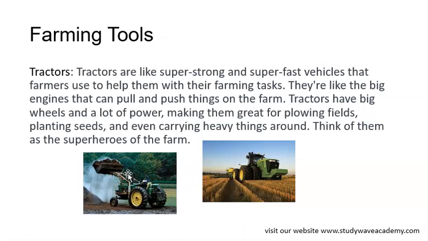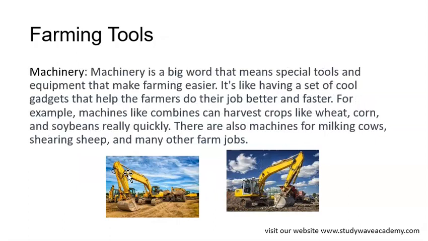Okay, then we have the machinery. The machinery is just like big special tools and equipment for farming. It's also like the tractor, with different engines and gadgets. It helps the farmer do better work and it's faster. It's faster than the shovel. If you use a machine, it's faster.